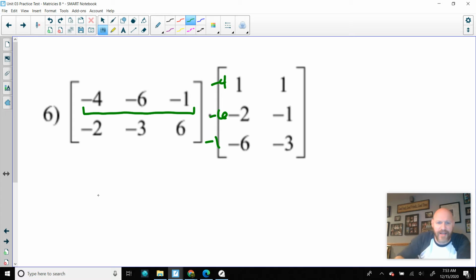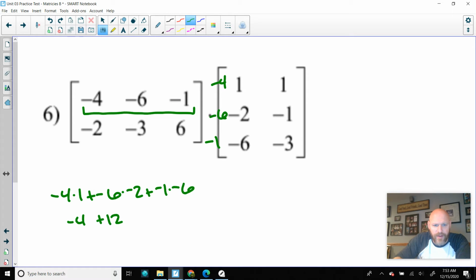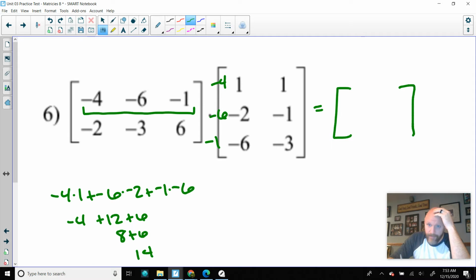I'm going to multiply these and add them. So I get negative 4 times 1 plus negative 6 times negative 2 plus negative 1 times negative 6. And when I do that math, we get negative 4 plus 12 plus 6, which is going to be 8 plus 6, which is 14. My answer matrix, we had said this on the previous page, since I have a 2 by 3 times a 3 by 2, I'm just going to have a 2 by 2 matrix as an answer.